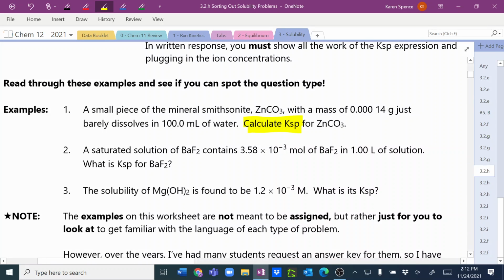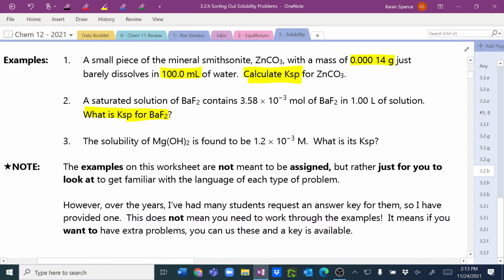Yes? Oh, and did I give you the solubility? Well, I gave you some grams in some milliliters. Could you find molar solubility from that? Yeah, okay. What is the Ksp? Oh, look at that. And again, you've got some moles and some liters. Oh, what is the Ksp? So this one's really easy to recognize, and it's a pretty straightforward thing.